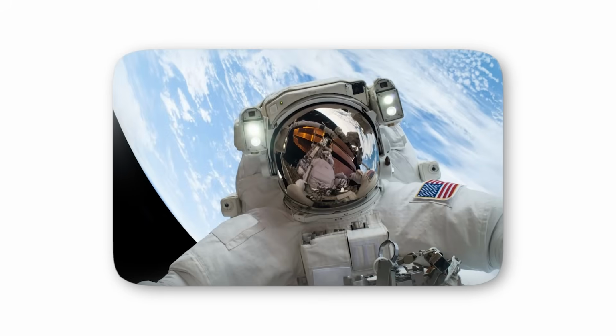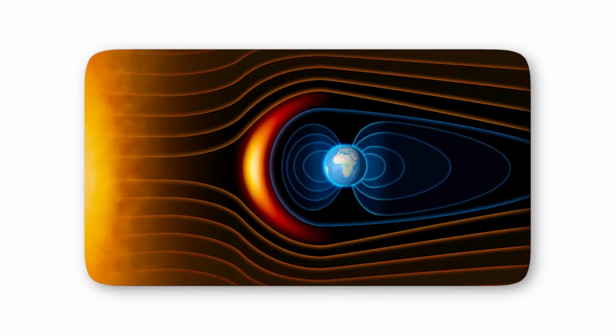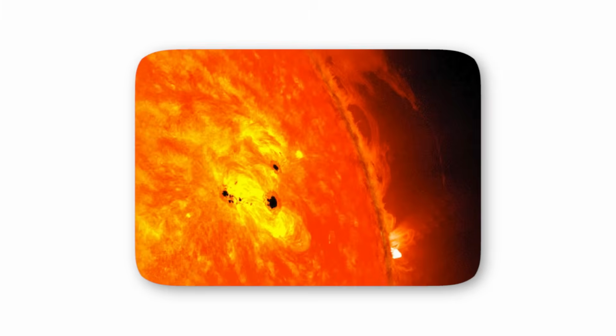M-class flares also bring something else: radiation storms. Astronauts on the International Space Station have to be especially cautious. While Earth's magnetic field shields most of us on the ground, astronauts rely on specialized shielding, and M-class flares are strong enough to make them retreat to safer parts of the station until the danger passes.